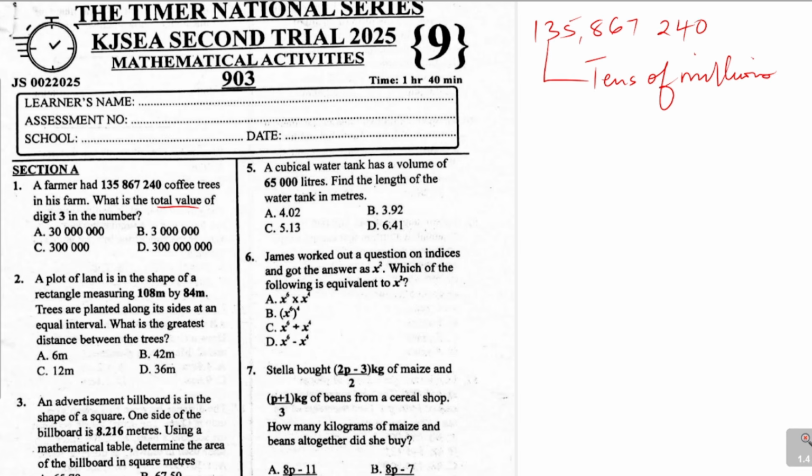Tens of millions. So this means that in this value there are 3 tens of millions. This is how you get the total value: we take the digit itself, digit 3, and multiply by 10 million because it is the place value of tens of millions. This will give 30 million. That is the first answer.